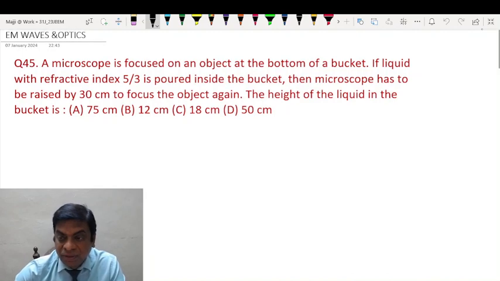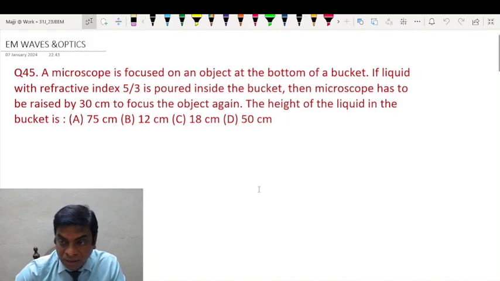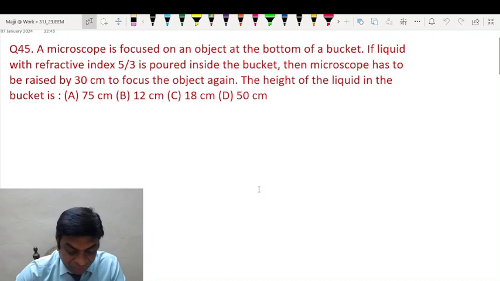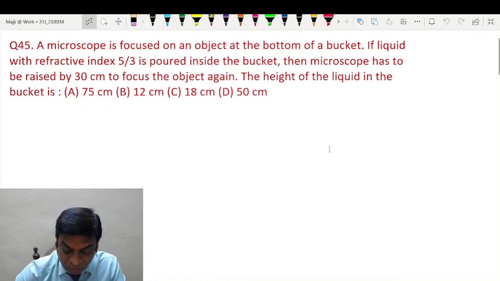Okay, in continuation with the other questions, we have question number 45. You can see a microscope is focused on an object at the bottom of a bucket. If liquid with refractive index 5 by 3 is poured inside the bucket, then microscope has to be raised by 30 cm to focus the object again. The height of the liquid in the bucket is.